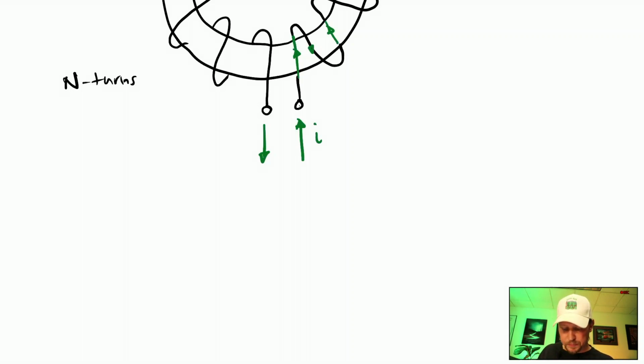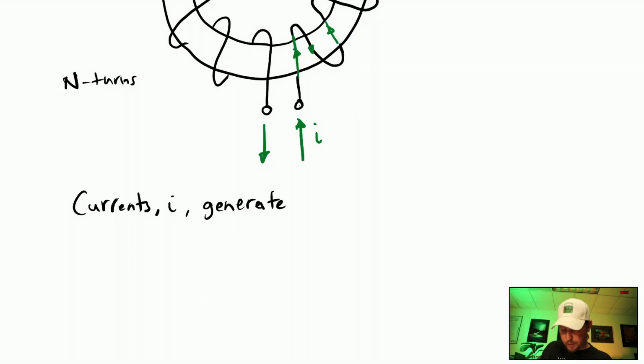So currents generate magnetic fields. Keep in mind that in the language of electrical engineering, they tend to call this the magnetic flux. So I'm using the term magnetic field, which is a physics term. In electrical engineering, they use magnetic flux or just flux for this. Either way, this is what ends up happening.